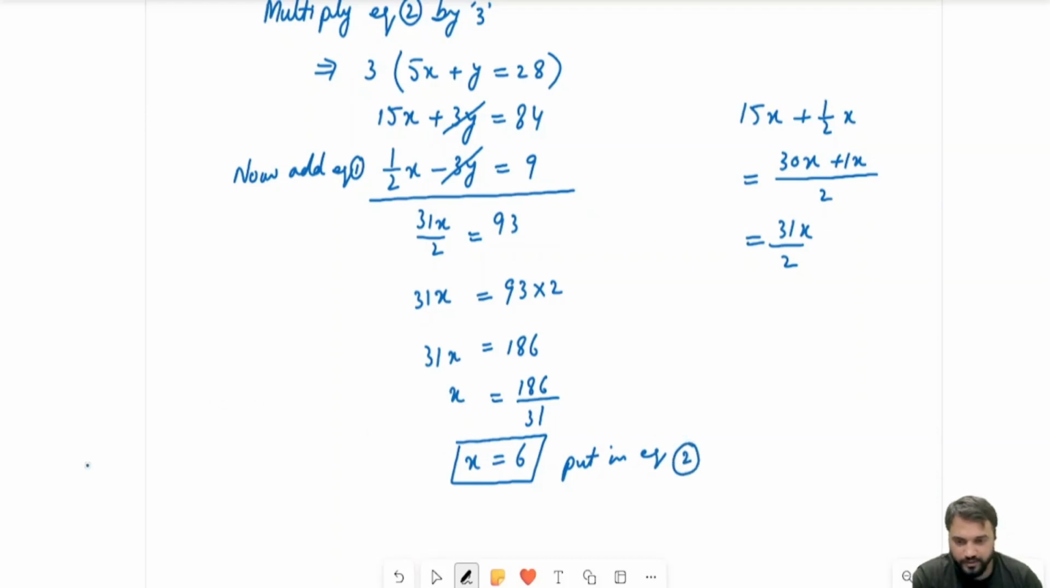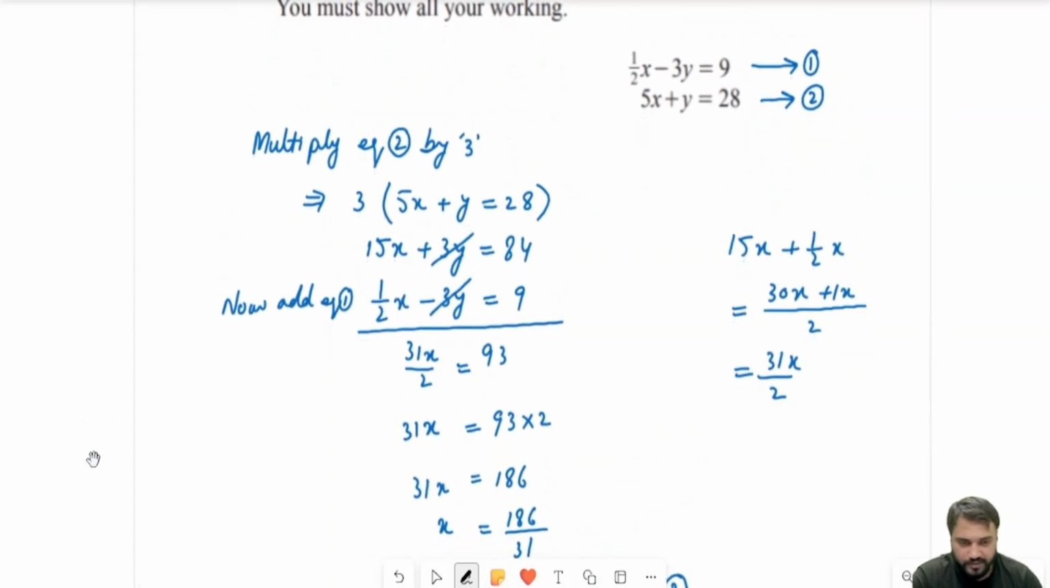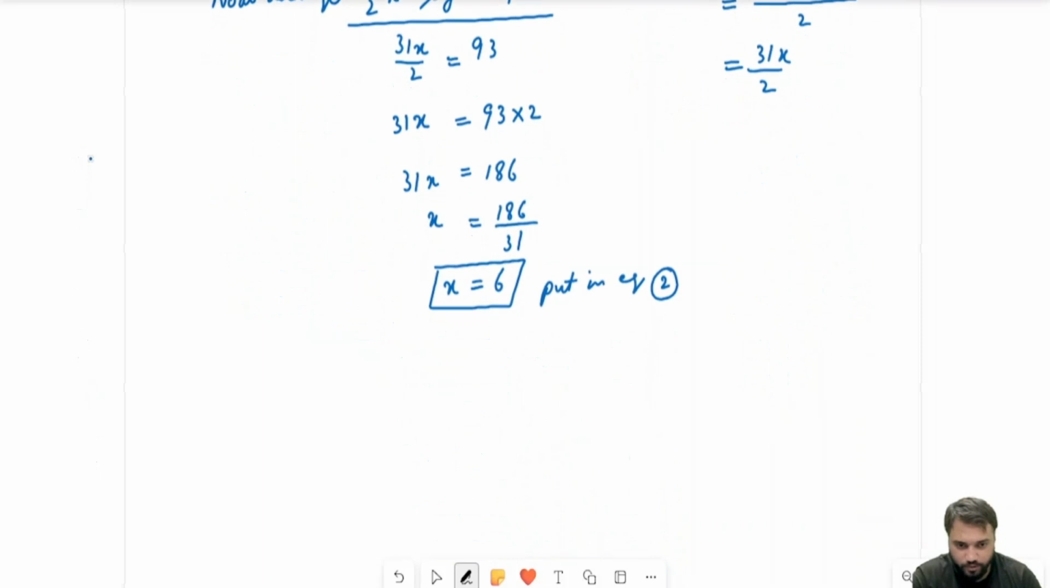You can put in any one of the above equations, that is equation 1 or equation 2. I'm using equation number 2: 5x plus y is equal to 28.